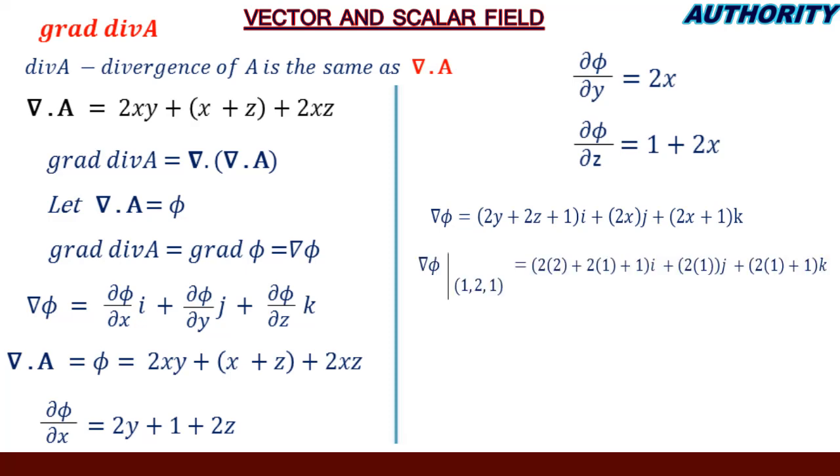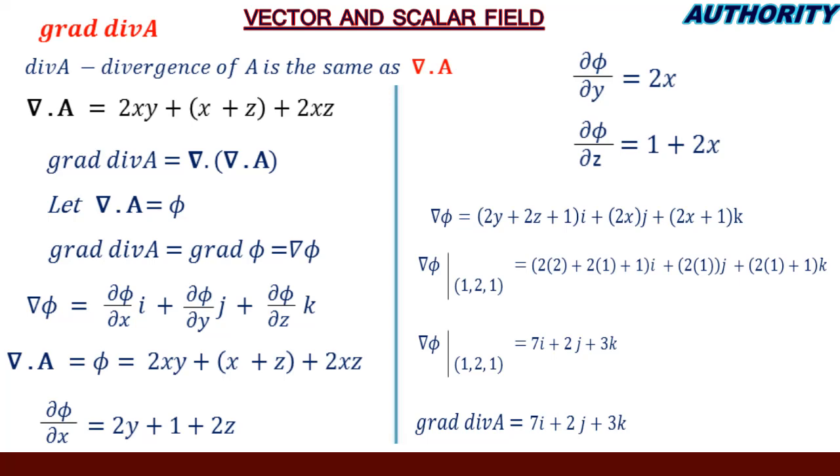Now let's go. At this point, when we put x equal to 1, y equal to 2, and z equal to 1, this is what we are going to have. When we simplify it, we are going to have 7i plus 2j plus 3k. Now recall that we say this divergence of A is phi, where grad phi is the gradient of that phi. So finally, what we just solved is the gradient of divergence of A, which we say grad div A.